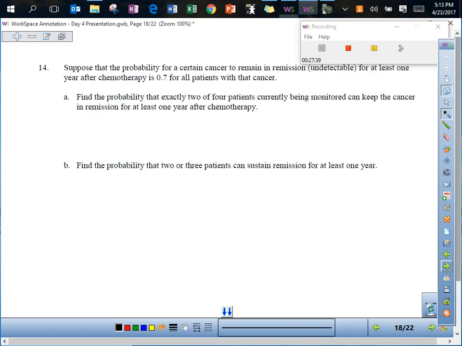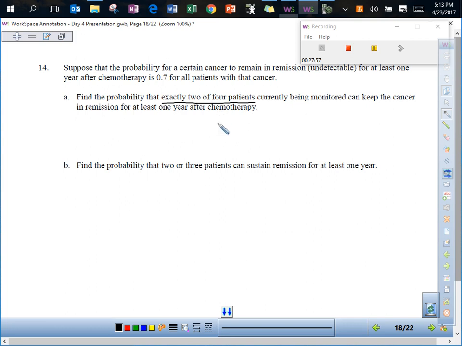Here goes our number 14. Suppose that a probability for a certain cancer to remain in remission for at least 1 year after chemotherapy is 0.7 for all patients with that type of cancer. It says find the probability that exactly 2 of the 4 patients currently being monitored can keep the cancer in remission for at least 1 year.